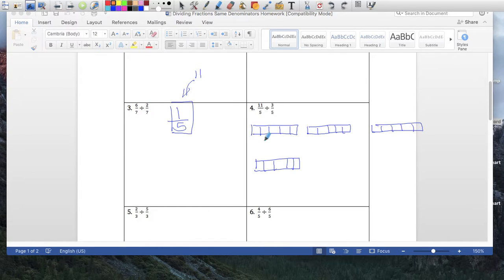You want to do 3/5. So this one is the easy one. So this is 3/5 right there. On top I need 11 of those. 11 1/5 pieces. So here's 5, 10, and one more gives us 11. So there's 11 1/5 pieces.